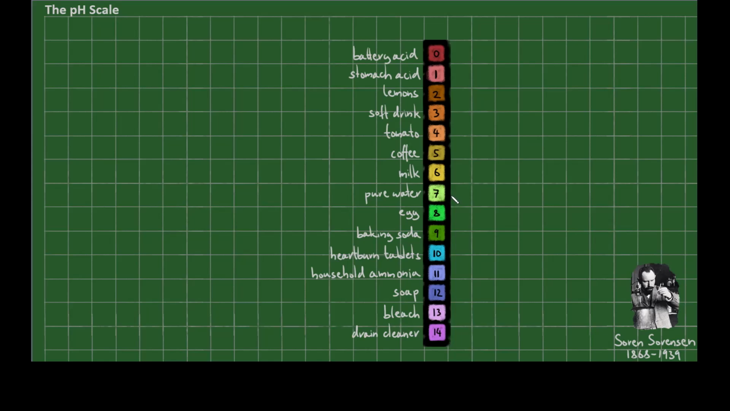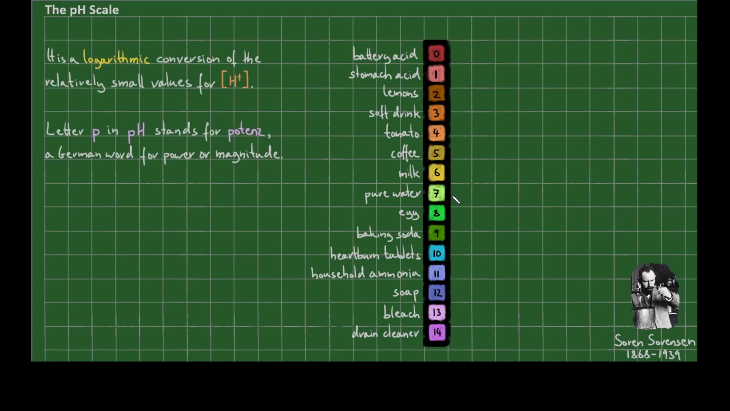Great, but how do we get to these numbers? How do we get the pH values? For that, we need a bit of mathematics. The pH scale is a logarithmic conversion of the relatively small values for the hydrogen ion concentrations. The letter P in pH stands for Potenz, a German word for power or magnitude. In other words, when we express a pH value, we are expressing the concentration of hydrogen ions.